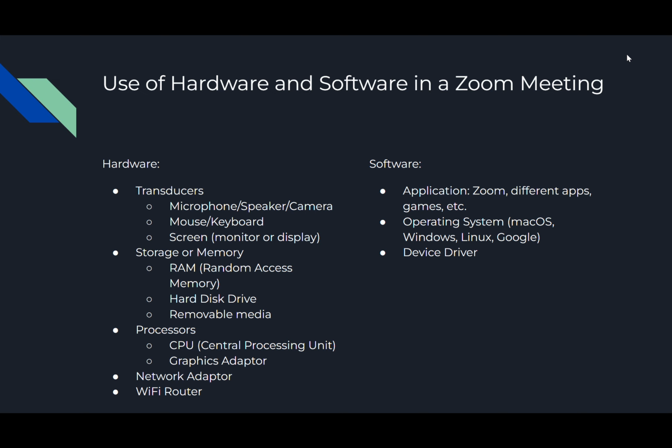As for how they work in a Zoom meeting, for hardware, you of course have your microphone, your speakers and your cameras, your mouse and your keyboards, and of course your screen in order to display it. As for storage and memory, there's the RAM, the hard disk drive, and the removable media, such as hard drives, etc. We also have processors like the central processing unit and graphics adapter, along with network adapter and of course Wi-Fi, because these days you need it.